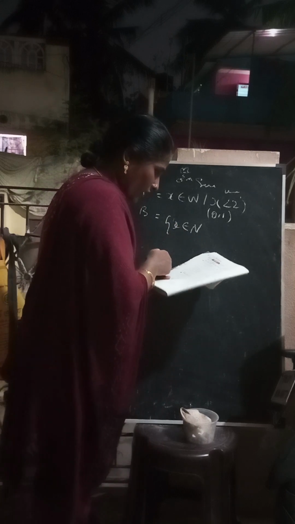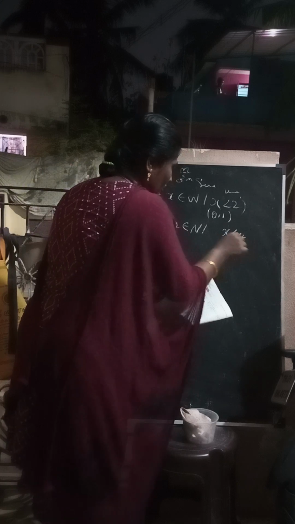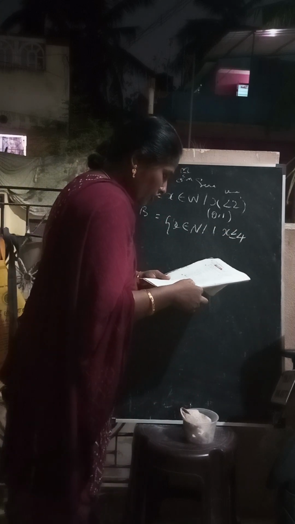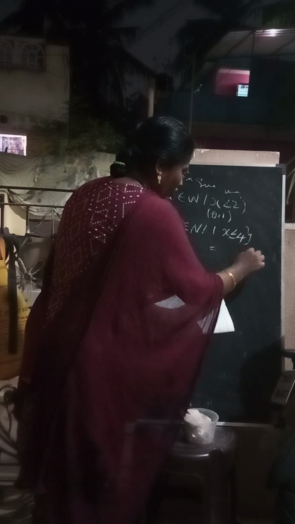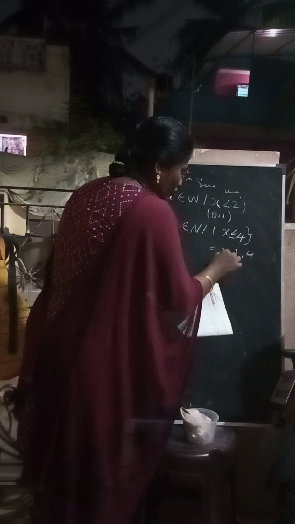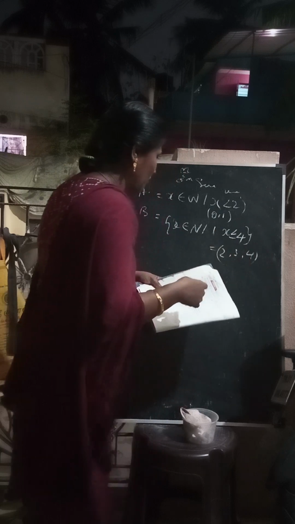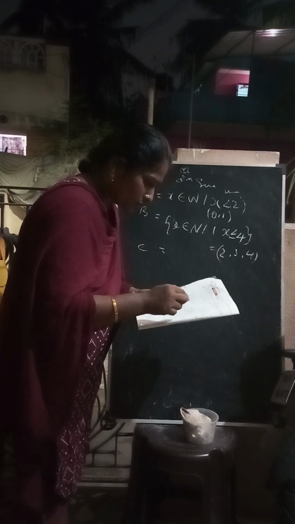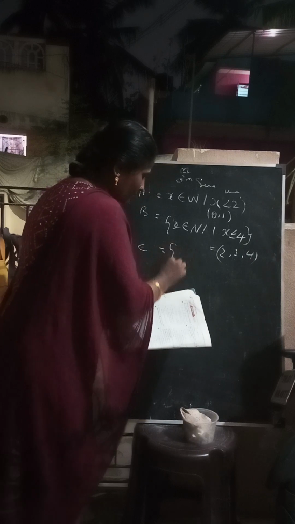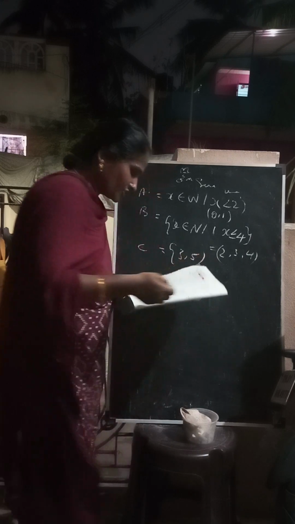Natural numbers where x lies between 1 and 4, so greater than 1 and less than or equal to 4. So what can we write? 4 will come definitely, 3 will come, 2 will come. The values of x are only 2, 3, 4. Then C is given directly as 3, 5.